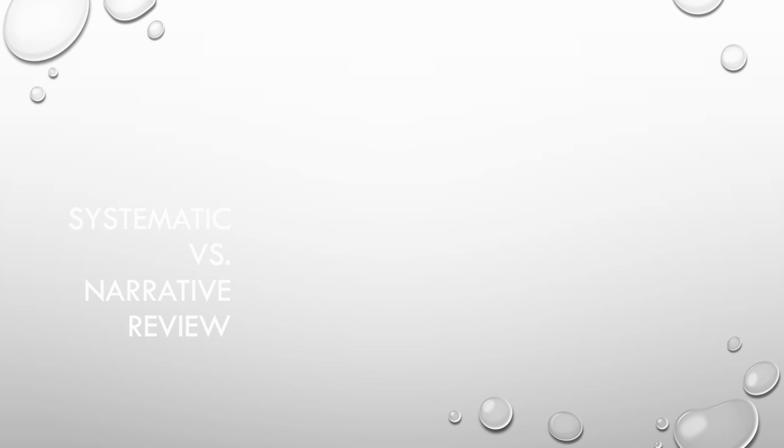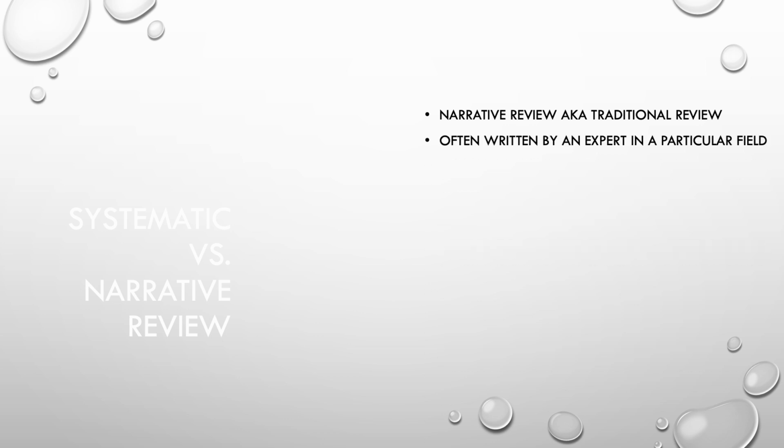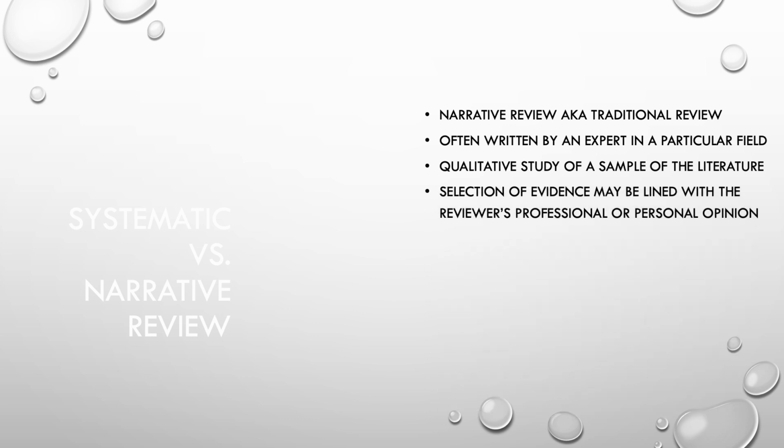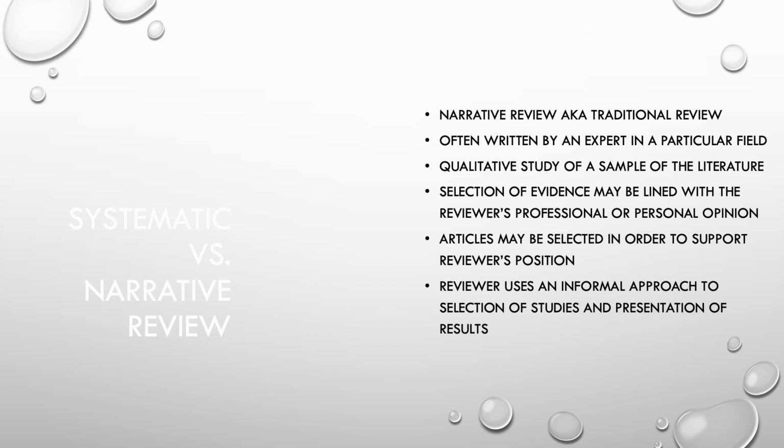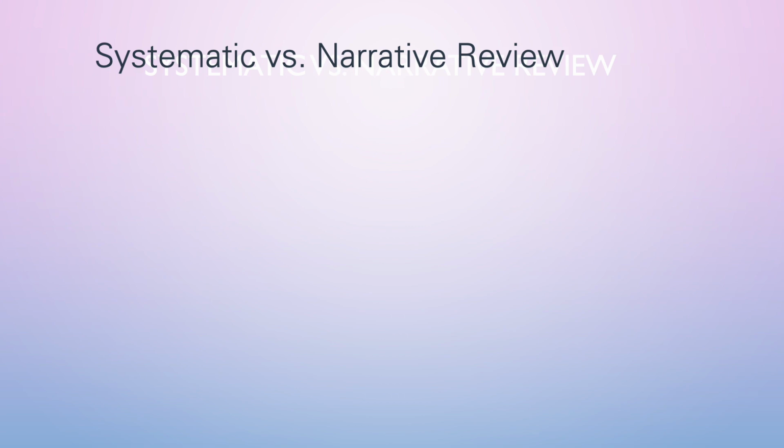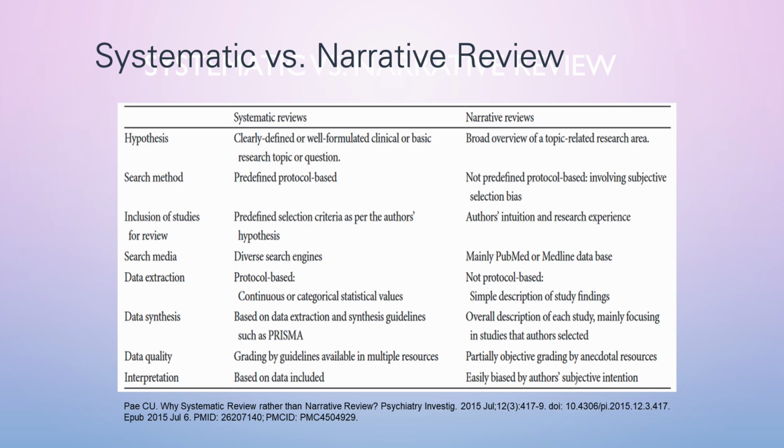So what is the difference between systematic versus narrative review? A narrative review is also known as a traditional review and is often written by an expert in a particular field. Qualitative studies of a sample of the literature may be included, and selection of evidence may be aligned with the reviewer's professional or personal opinion. Articles may be selected in order to support the reviewer's position, and the reviewer uses an informal approach to selection of studies and presentation of results.